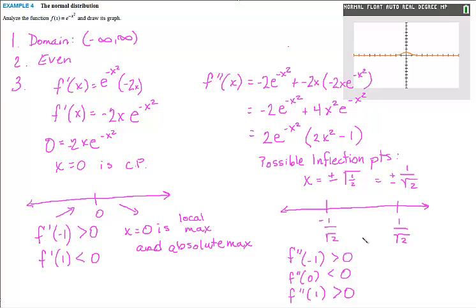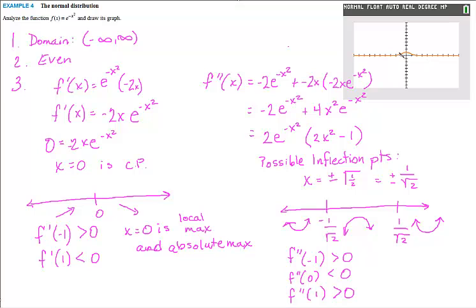Then, now 1 over square root of 2 is 0.707, so this negative, I tested it at -1, so this one would be concave up. This section would be concave down, since it's less than 0, and this section would be concave up. And that kind of fits with my picture, and I see that I really have found all those different extrema.